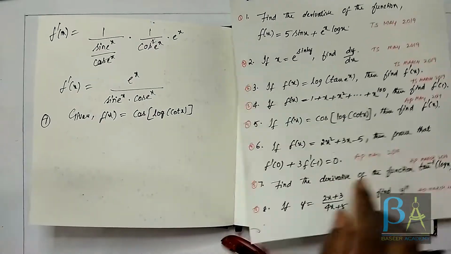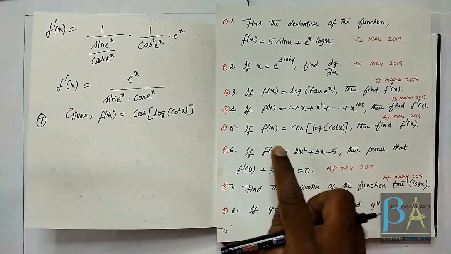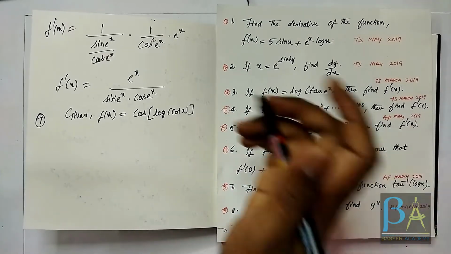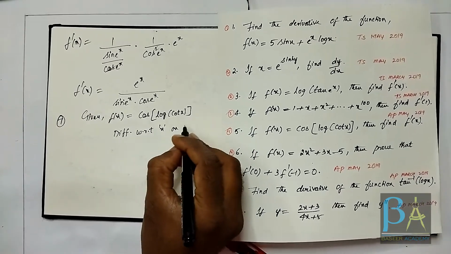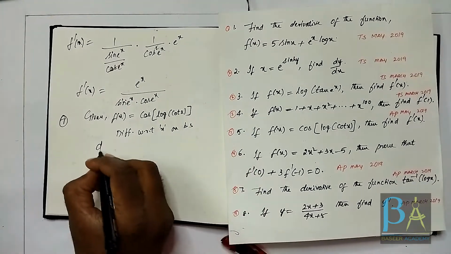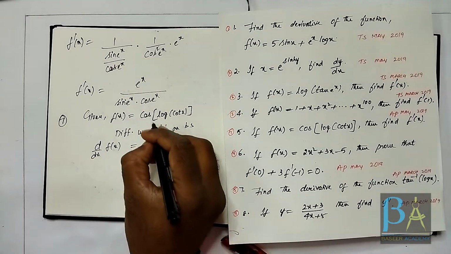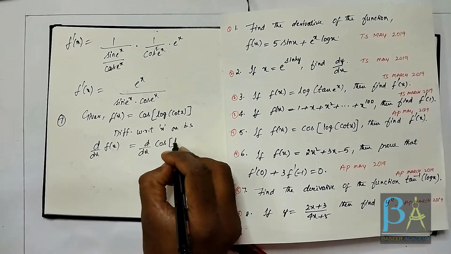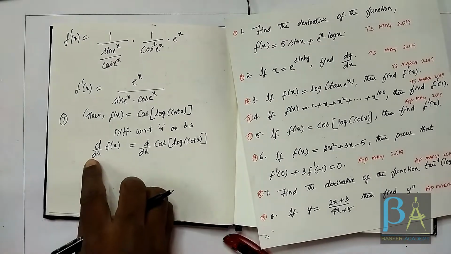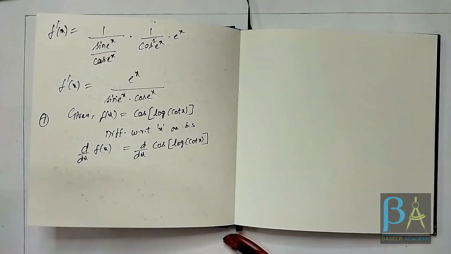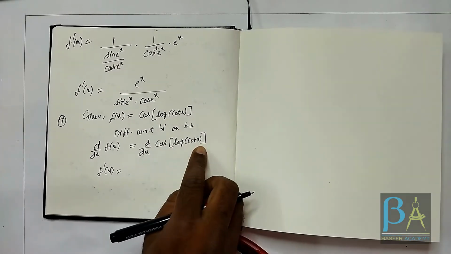Now we are supposed to find out f dash of x, which means we are supposed to differentiate this function. If we differentiate f of x, we end up getting f dash of x. So let us differentiate with respect to x on both sides. I'm going to differentiate the left hand side, which is f of x, and then I'm going to differentiate the right hand side, this entire thing, cos of log of cot x. Now d by dx of f of x is f dash of x. D by dx of cos of log of cot x.